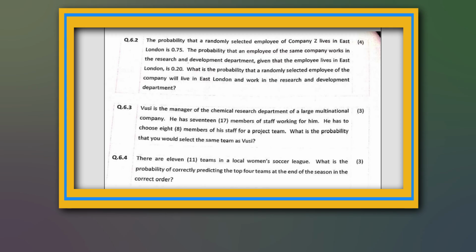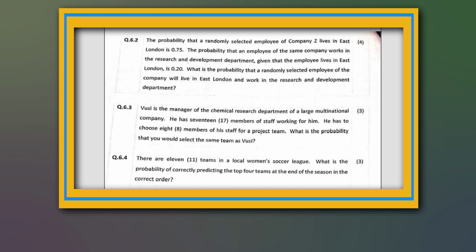Okay, the question after. Question 6.3. 6.3 says, Vusi is the manager of the chemical research department of a large multinational company. He has 17 members of staff working for him. He has to choose 8 members of his staff for a project team. What is the probability that you would select the same team as Vusi?